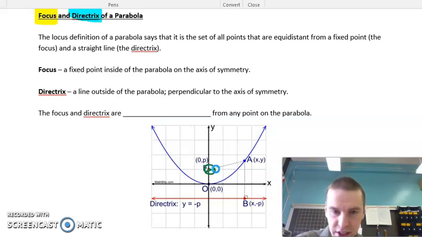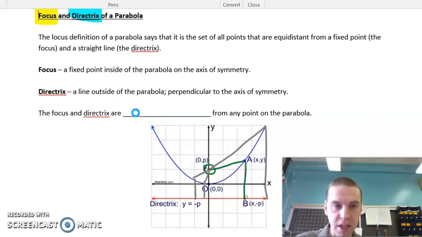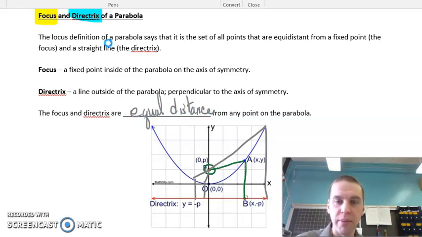So you can see that if you take this point, the distance from the focus to A and A to B are equal. The same thing if I took from the focus all the way up here. From here is equal all the way down. It doesn't matter which way you draw the line. If I go here, that line is the same as that line. If I go from right here, same. So the focus and directrix are equal distance from any point in the parabola.